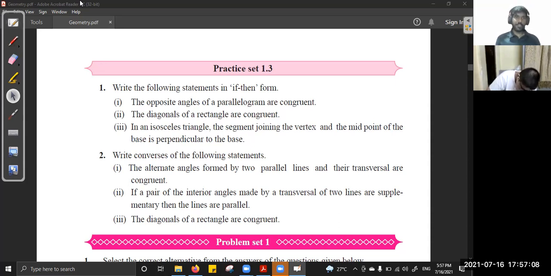In the exact same way, can you think of the second one? Diagonals of a rectangle are congruent. Same, use the word quadrilateral. If a quadrilateral is a rectangle, then the diagonals are congruent. Correct.